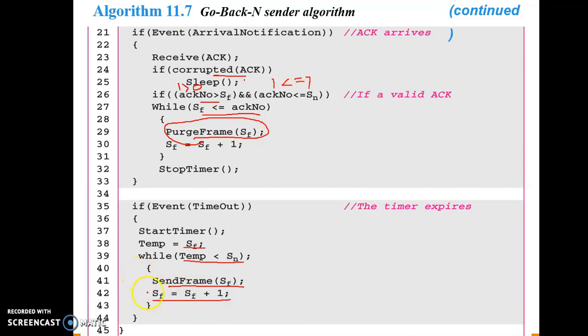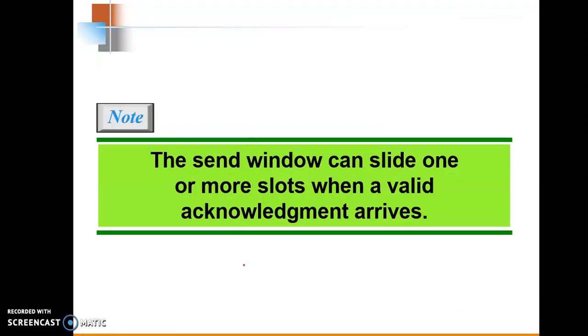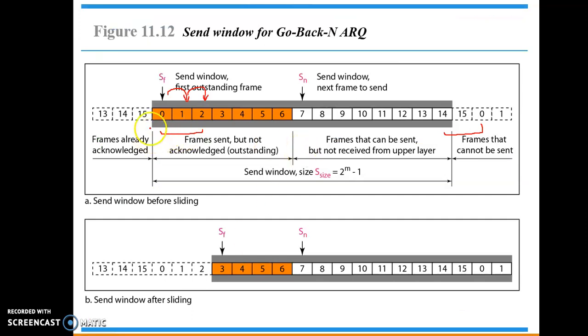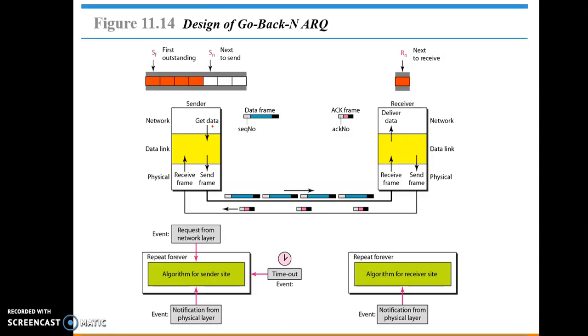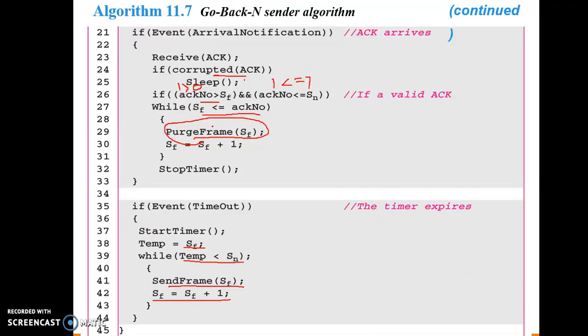So all the frames you need to once again send until you reach temp is less than SF. Okay, clear? So yeah, what is SF? This is SF. So if the acknowledgement is not received, you have to send all the frames 0, 1, 2 again. The same thing until you reach temp is less than SN, you have to send all the frames once.